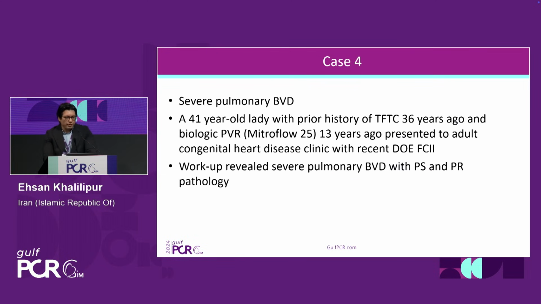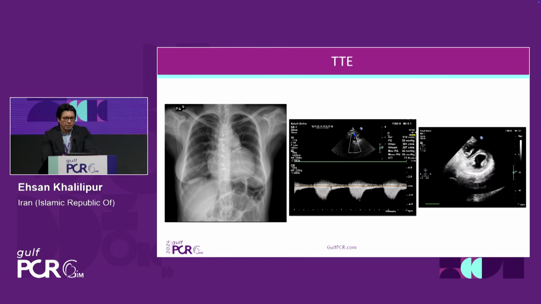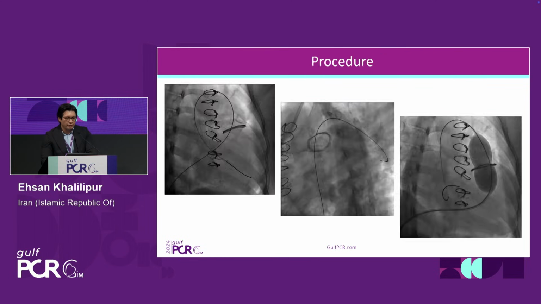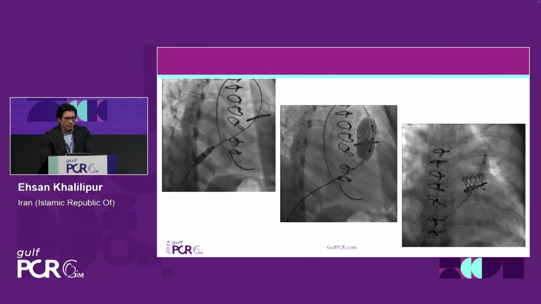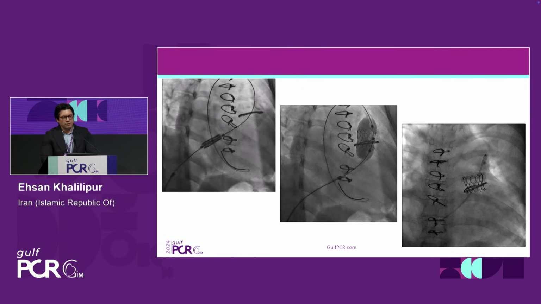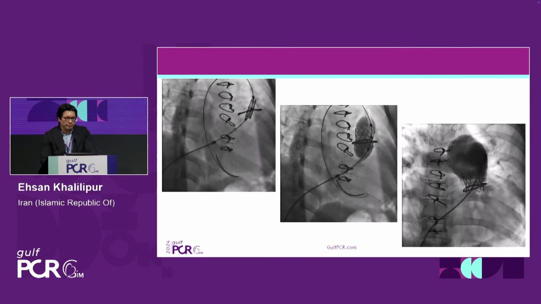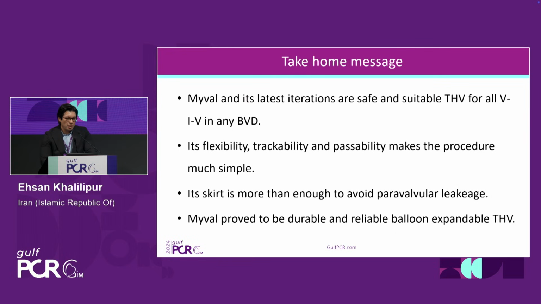And another case, pulmonary position, a tetralogy of Fallot case, and this is the fluoroscopic mark, RV dilated, increased gradient. The bioprosthetic in this case was Mitroflow 25, which suggested a 23 valve, and also wired, pre-dilated, and final deployment, with smooth passage of the valve through the RVOT to the valve, and final angiographic result with a mean gradient of 2. So we believe Myval and its latest iterations are safe and suitable THV for valve-in-valve procedure.